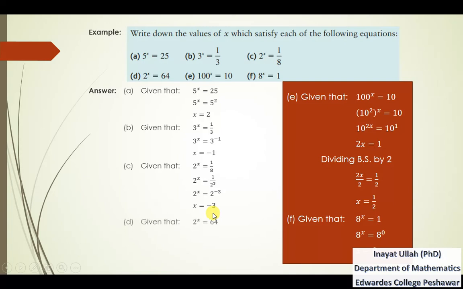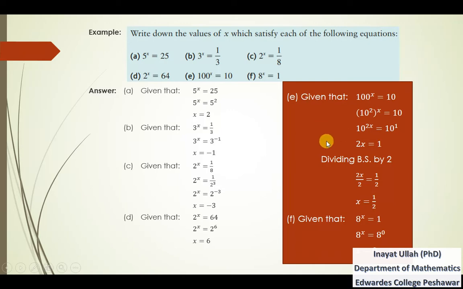Now part D, 2 power x is equal to 64. 64 can be written as 2 power 6. Multiply 2 six times to get 64, and that's how we have made these bases same. Bases are same, so x is equal to 6 is the solution of part number D.